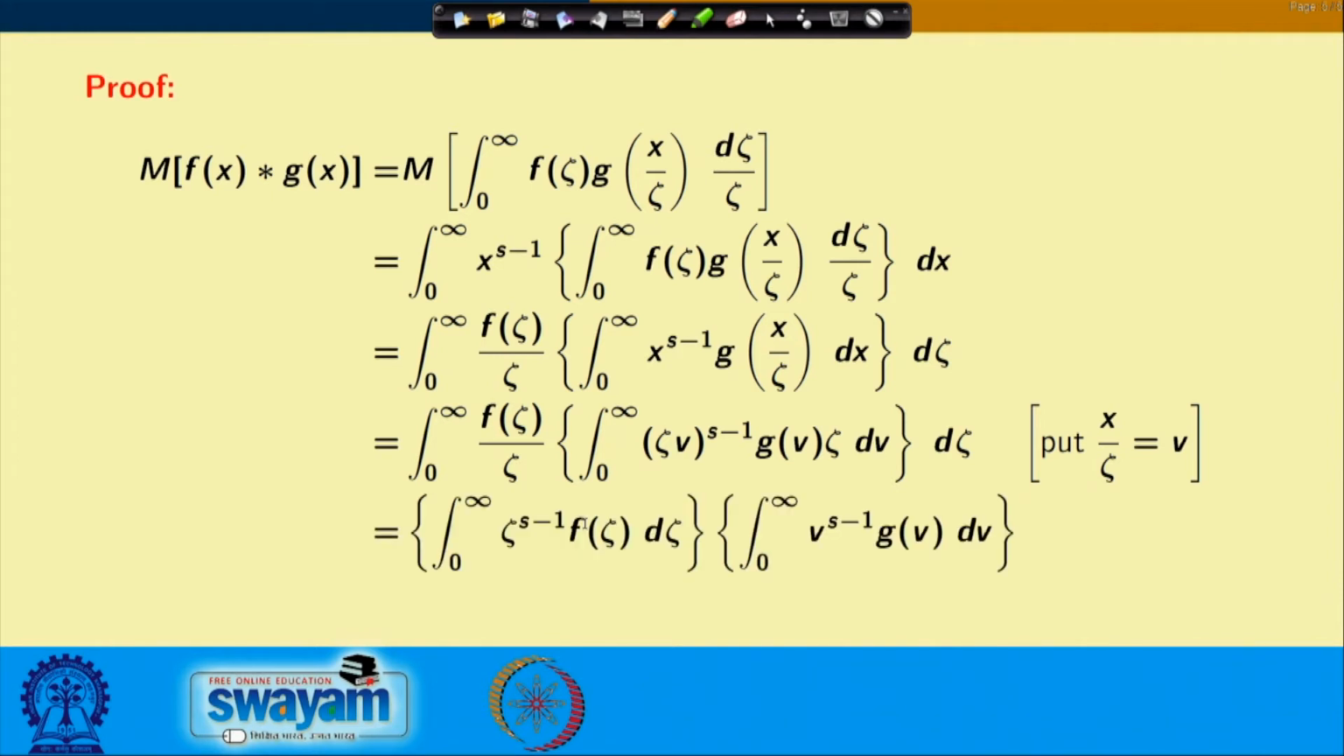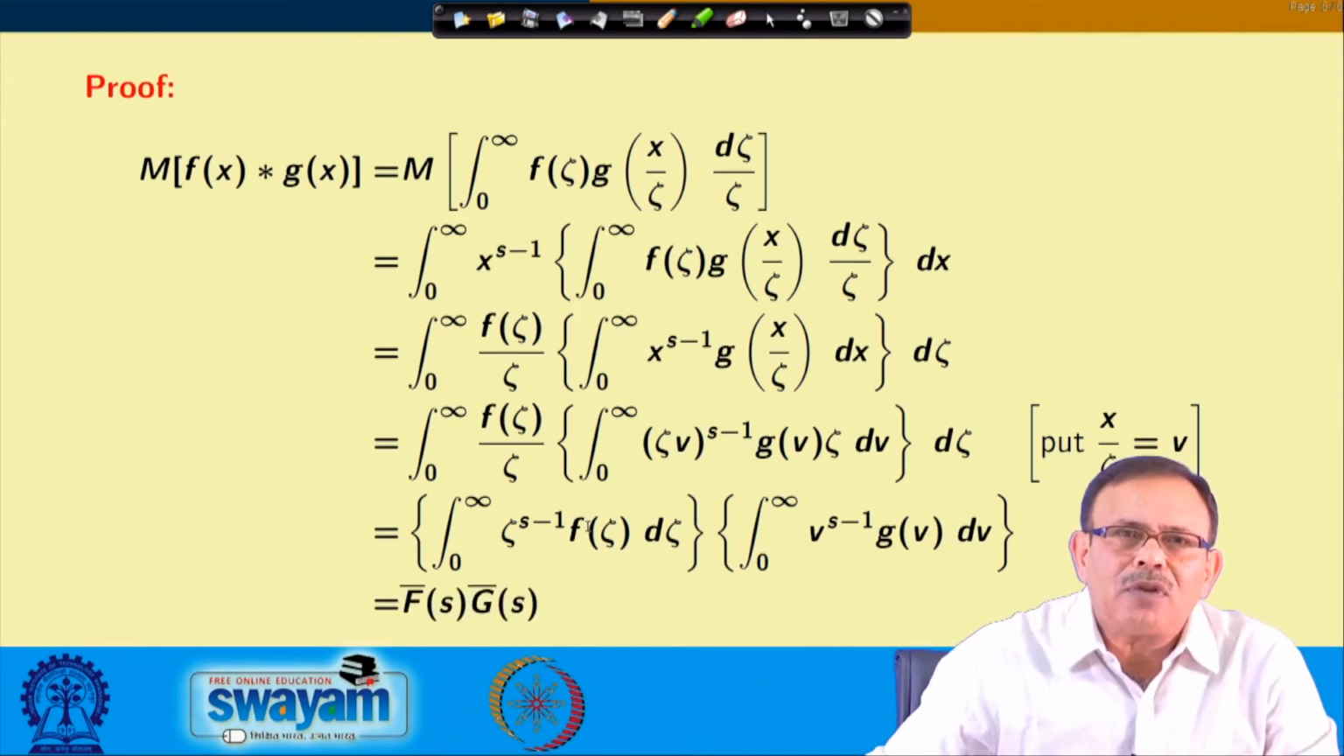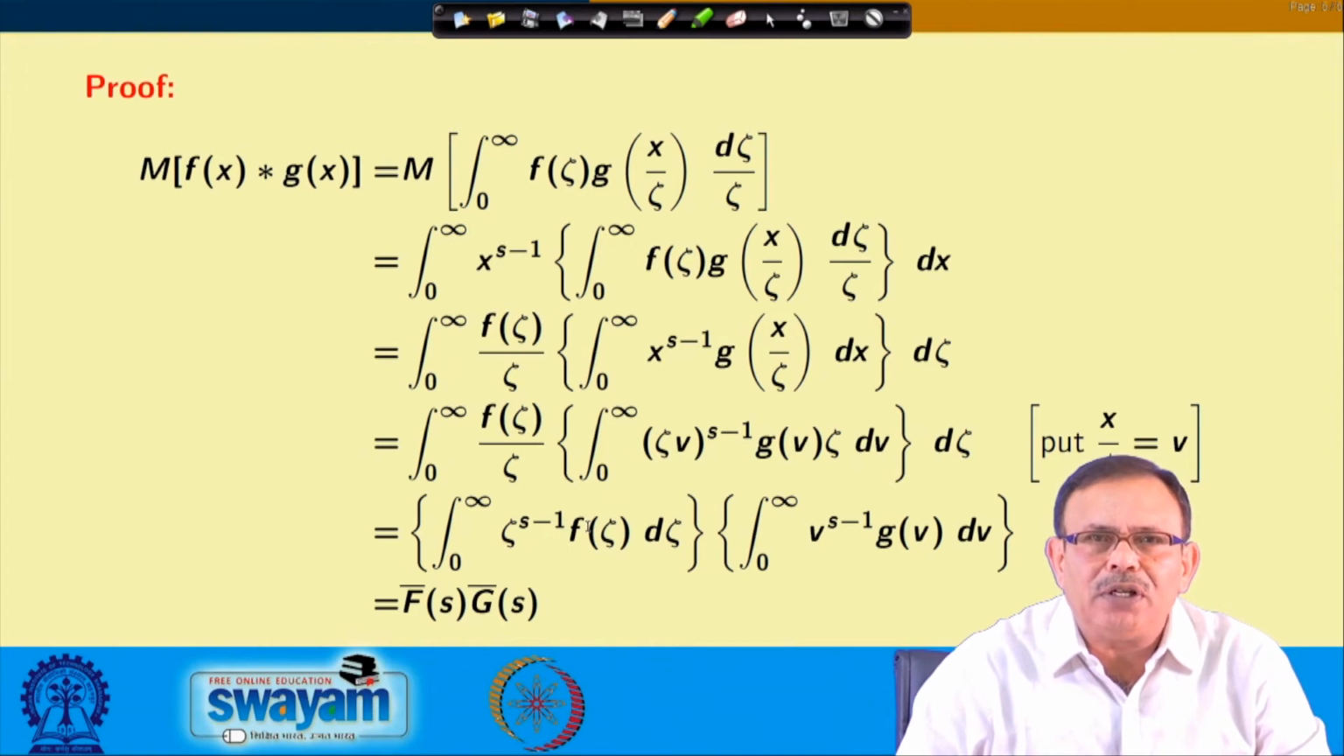What we have written in the last line is the integral from 0 to infinity of eta to the power s minus 1 f of eta d eta, times the integral from 0 to infinity of v to the power s minus 1 g of v dv. By this substitution, x by eta equals v, I am making these two parameters independent under the integrations. So the first integral, 0 to infinity eta to the power s minus 1 f of eta d eta, is nothing but f bar s, and the second integral, 0 to infinity v to the power s minus 1 g of v dv, from the definition of Mellin transform, is g bar s.